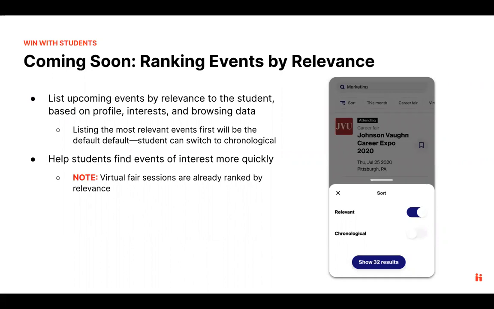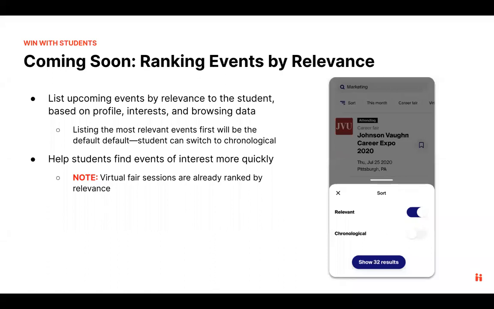Next up, we also want to make it easy for students to quickly find the events that are of interest to them. So to do this, we're going to use profile, career interest, and browsing data to help identify which events are the most relevant for a student. So we're building this ranking model, and when it's finalized, we're going to make it the default filter for students. So when they view the event search page, the top results are going to be the ones that we find to be most relevant for that student. They will, of course, be able to switch back to a chronological list if they want, but relevance will be the default.